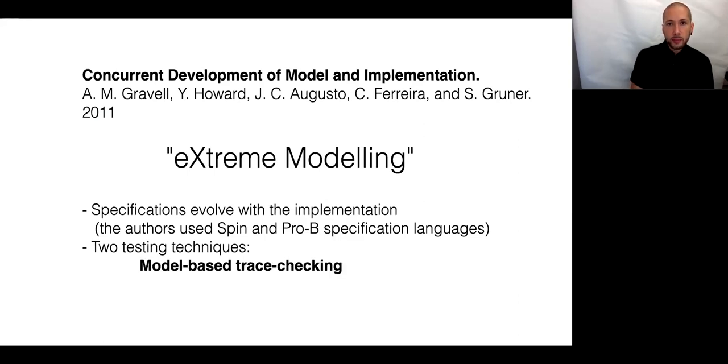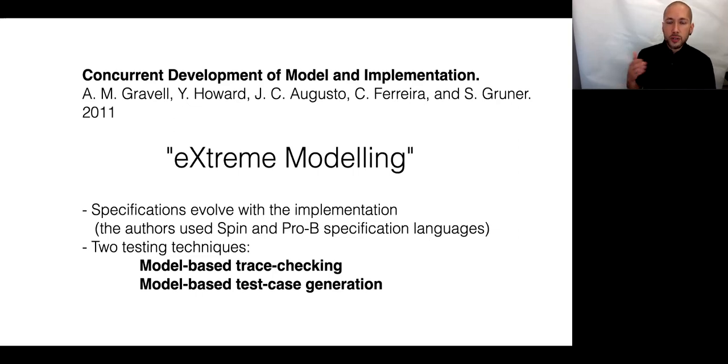In one of them, model-based trace checking, you run your implementation and collect an execution trace, and then check that that trace had been permitted by the spec. The other technique, called model-based test case generation, starts with the spec, generates all possible behaviors, and then generates unit tests to check that the implementation follows each of these behaviors.